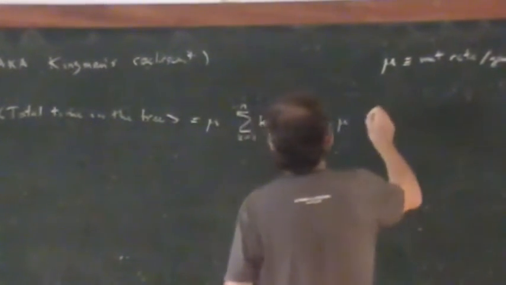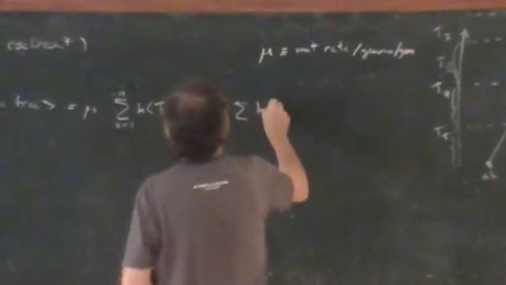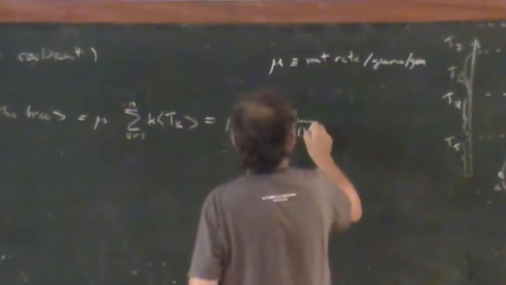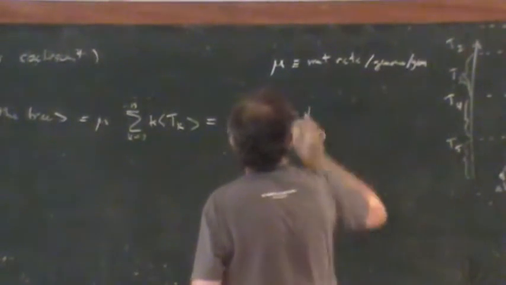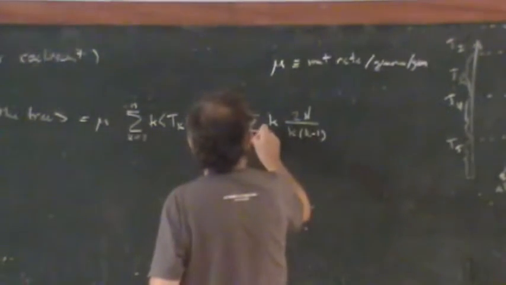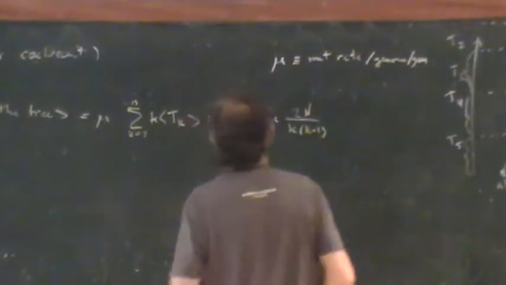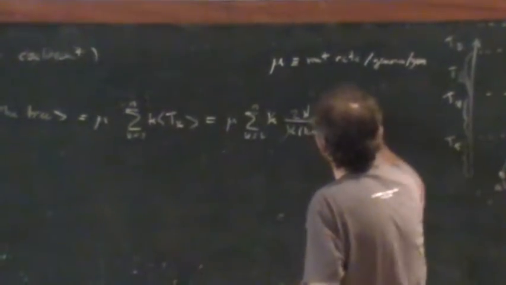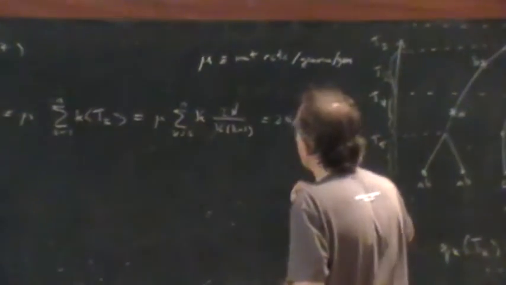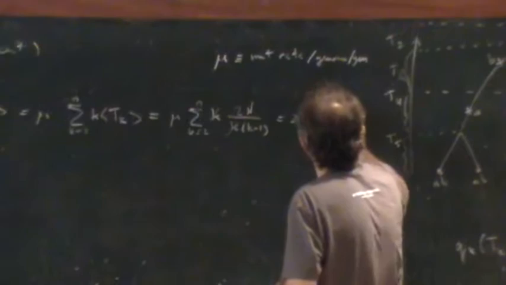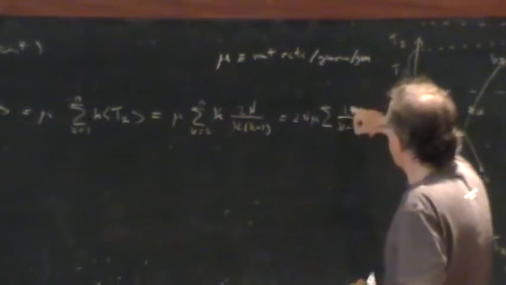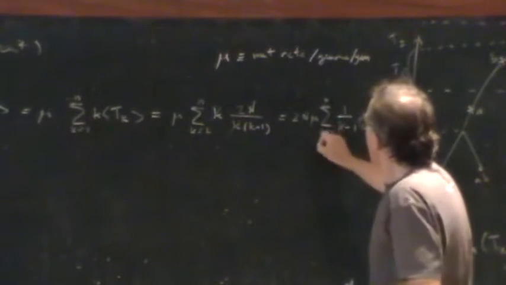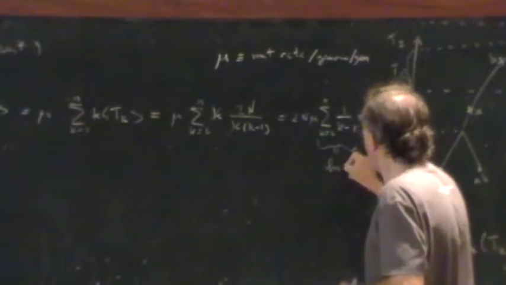So that's mu, n a, and this is 2 over k(k minus 1), and n there. And so k cancels, I got 2 and mu here, and the sum of basically the harmonic series from k equal to 2 to n. So approximately this is log n.